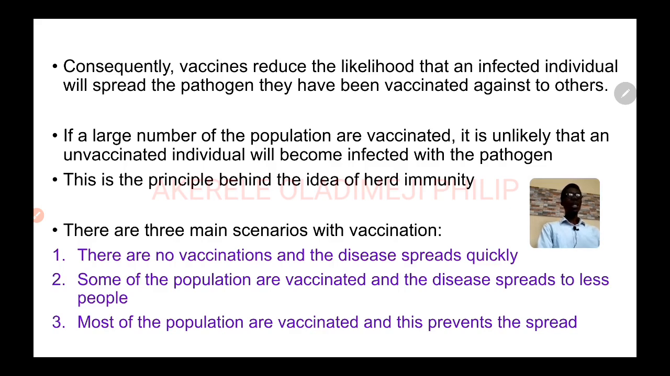That means we only have 10 million that are not vaccinated. So the chances that those 10 million will have the disease has reduced. That's also explaining herd immunity.